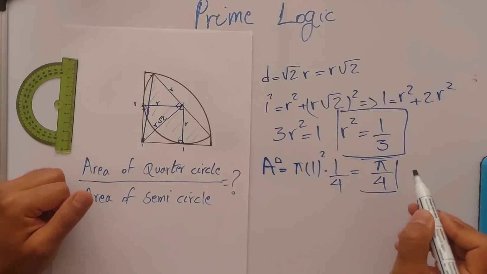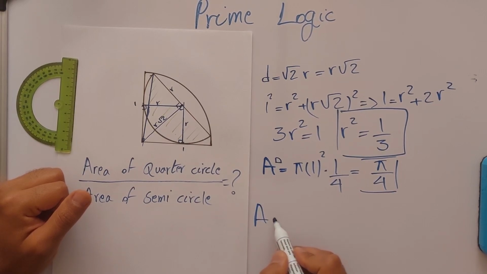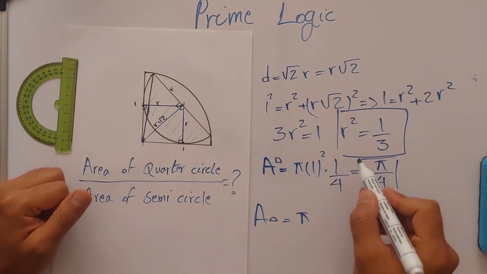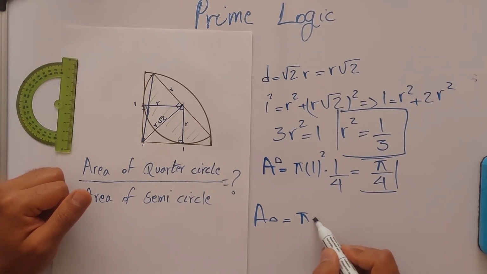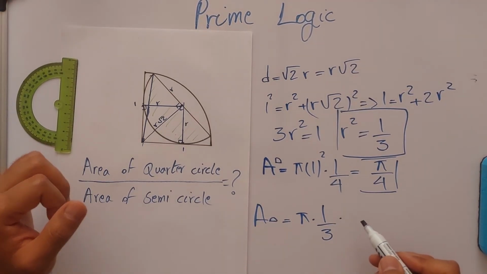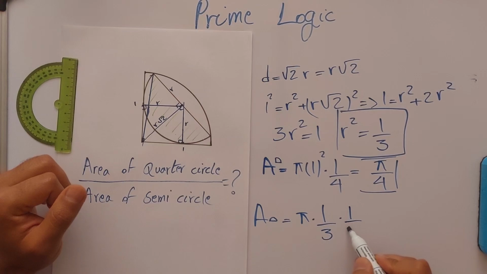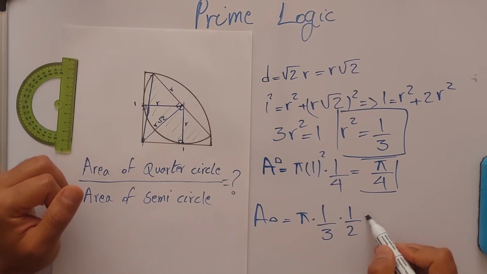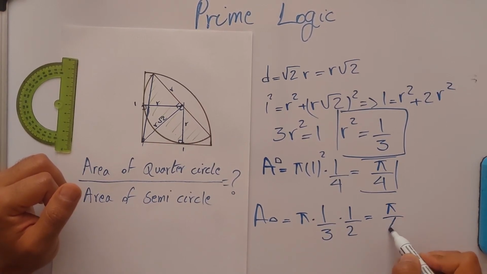That's the first thing. And what about the area of the semicircle? It is pi R squared, and R squared is this term. So pi times 1/3, and then times 1/2 because that's a semicircle, which is pi over 6.